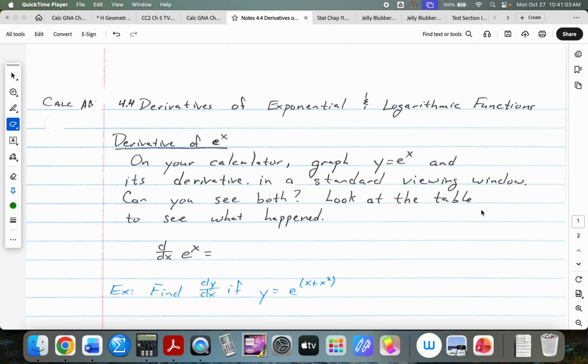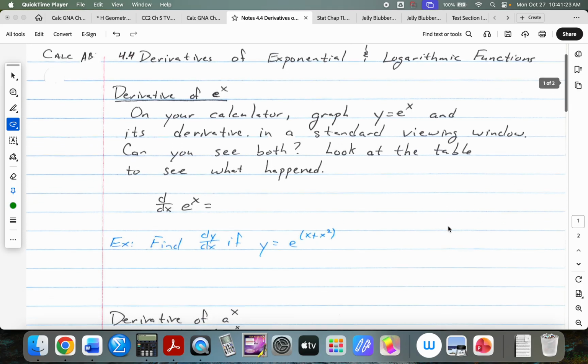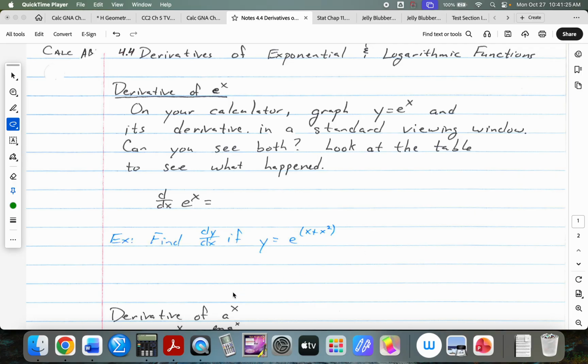Today we're going to continue looking at derivatives and inverses. Specifically, we're going to look at the derivative of exponential functions and then at logarithmic functions, which are the inverse of exponential functions. So if you'll grab your calculators, we're going to figure out what the derivative of e to the x is.